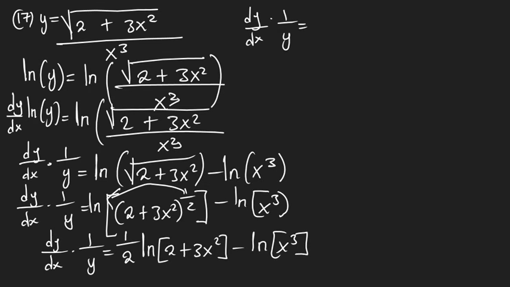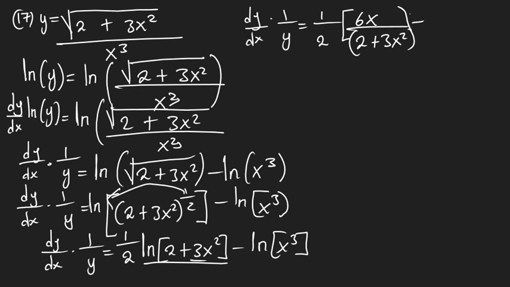Okay, so we now do our thing. So this is going to be like 1 over 2. What is ln of this? It is dy dx of whatever is inside. What is dy dx of whatever function is inside? It's going to be 6x, right? 6x over the original, which is simply 2 plus 3x to the 2, minus, okay, let me just close, minus ln of x to the 3, that is dy dx of whatever is inside, which is 3x to the 2 over x to the 3.